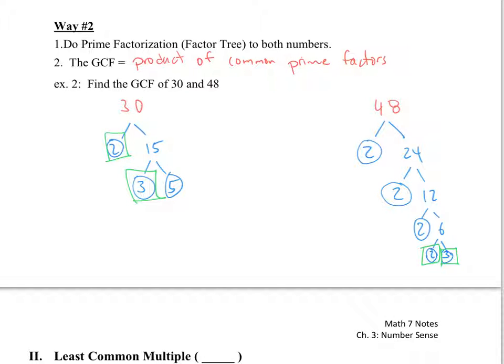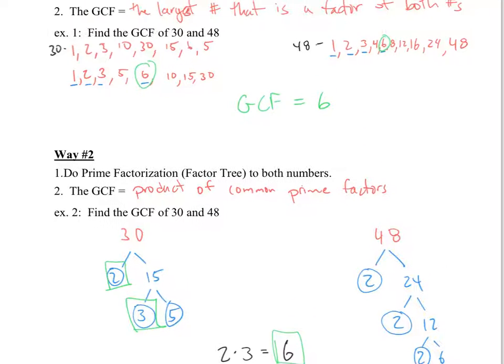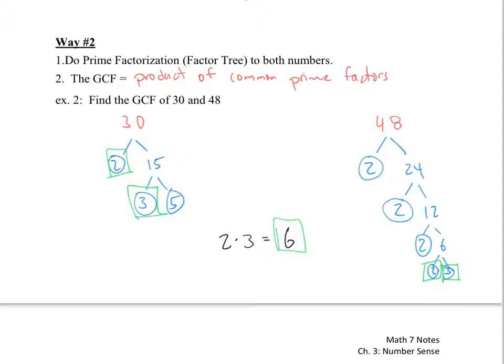Okay? So I have a 2 that's the same and a 3 that's the same. So I am going to take the product, which is 2 times 3, and that equals 6. And if you notice, we got the same answer as the one above when we listed them all. Factor trees are nice sometimes when you have numbers that are hard to list all the factors.